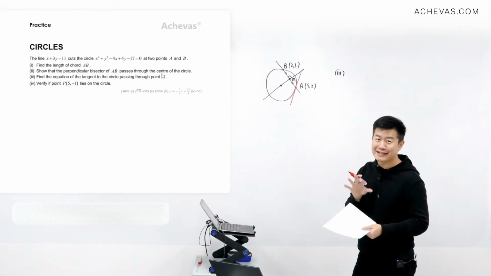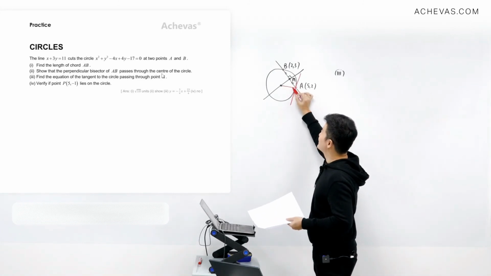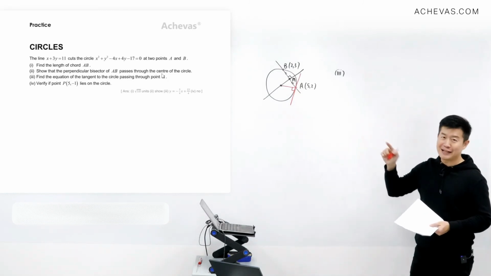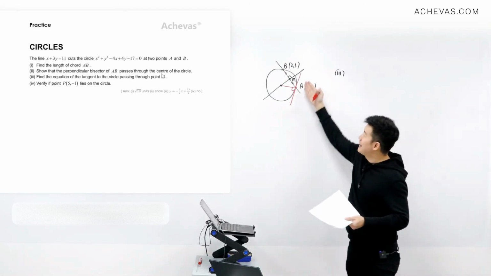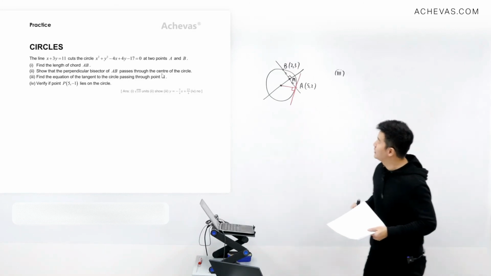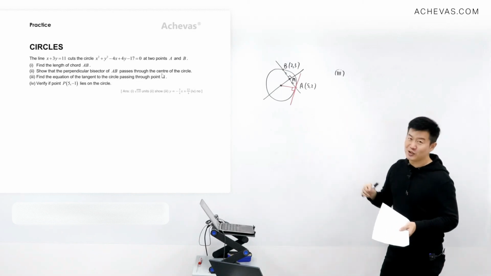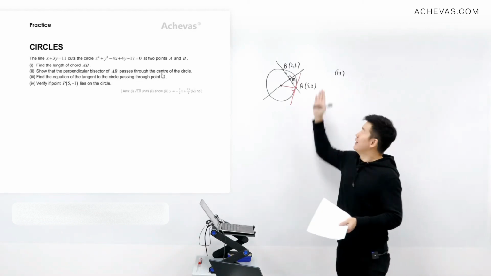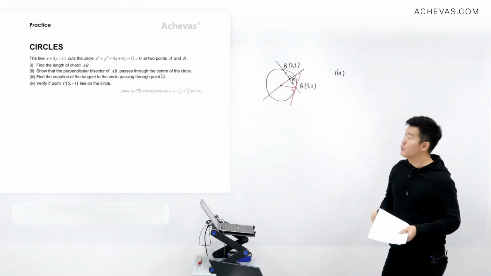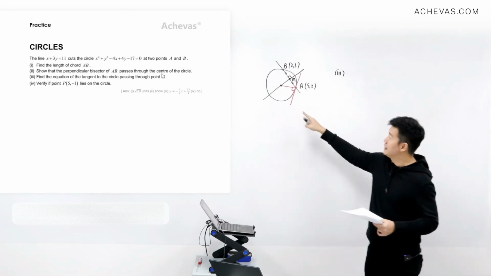But according to what we have discussed just now, we know that the tangent is supposed to be perpendicular to the radius. This definitely doesn't look like perpendicular, but let's assume that this tangent is perpendicular to the radius. In fact, when I look at it again, it is actually pretty perpendicular. So anyway, I'm going to make use of this to find the equation of this tangent.